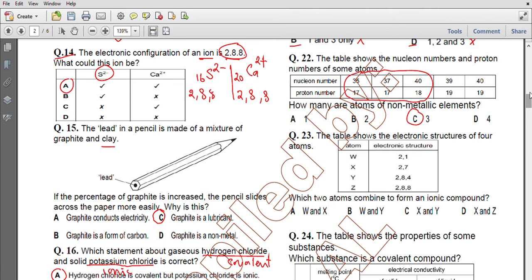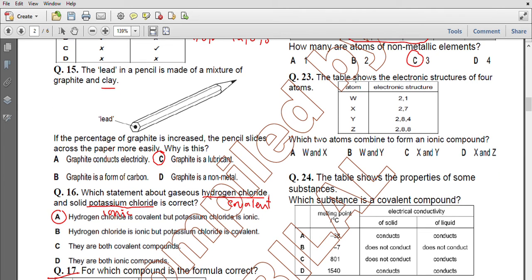Next, 23. The table shows the electronic structures of 4 atoms. This is a metal, 2, 1, it is lithium. X is a non-metal and it is fluorine. So this is lithium, this is fluorine. So metal and non-metal will combine to make an ionic compound. So we have to choose A is the right option. W and X will combine to form an ionic compound.